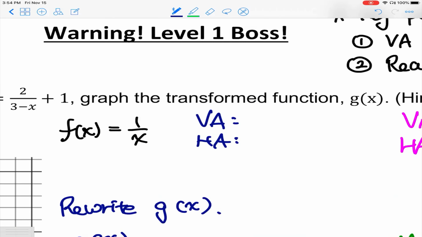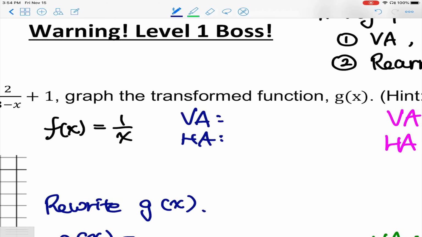Original function f at x equals 1 over x. The vertical asymptote is where x equals 0, and the horizontal asymptote is where y equals 0. That's because the vertical asymptote is something that your denominator cannot be, and in this case it is 0, since 1 over 0 is undefined. And because it is 1 divided by something, it will never be 0. Therefore, the y value, the result of 1 divided by something, will never reach 0. It will only get very close to it.